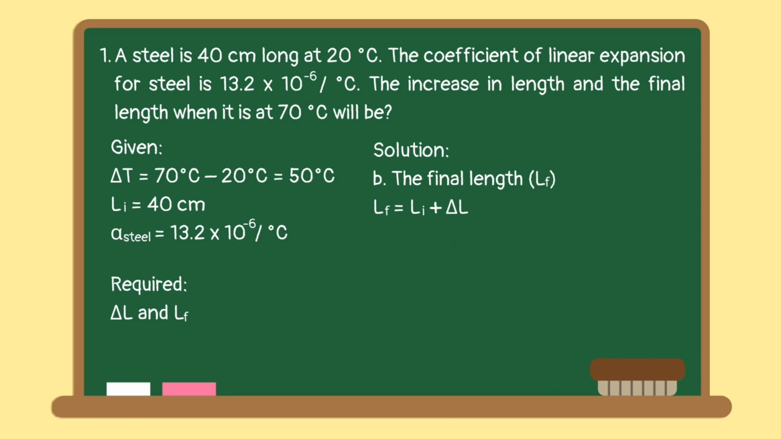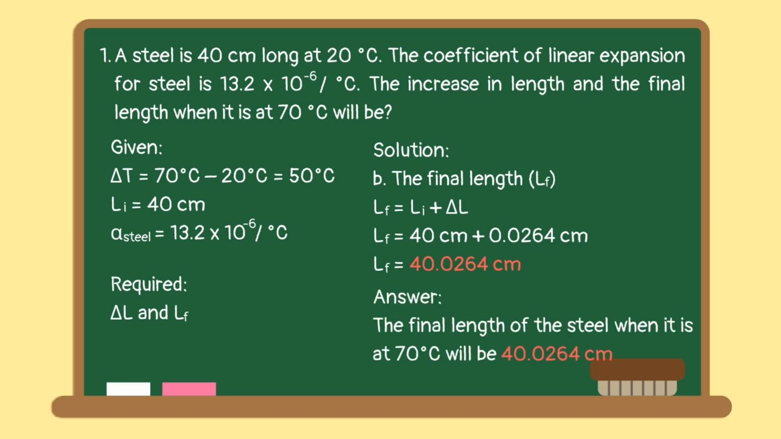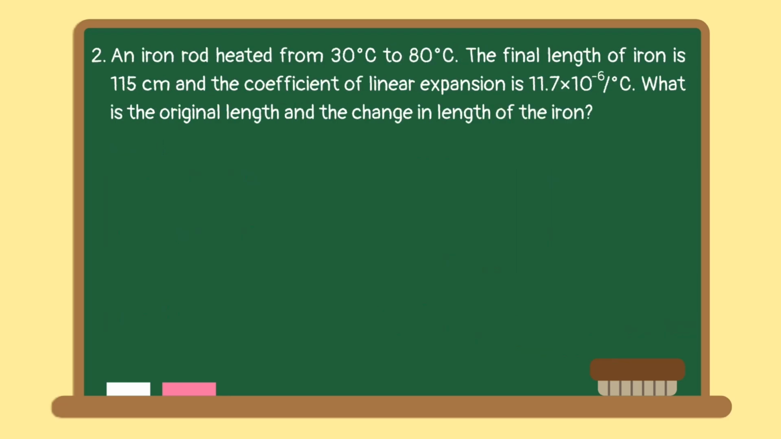Next is for the final length. Let's just add the initial length and the change in length, which is 40 cm plus 0.0264 cm, which gives us 40.0264 cm. So the final length of the steel when it is at 70 degrees Celsius will be 40.0264 cm.